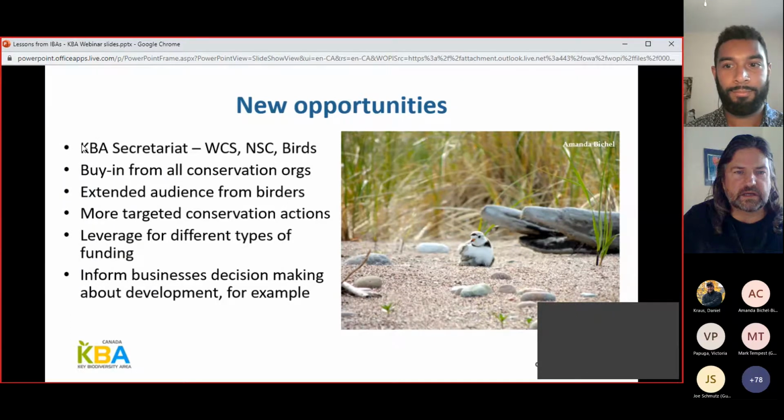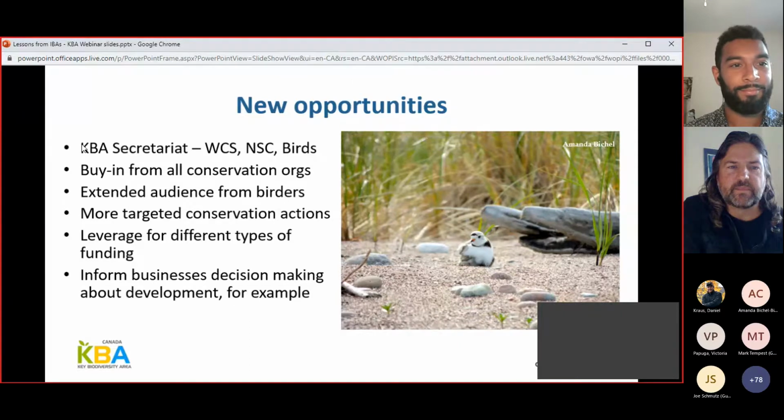Opportunities, there are tons of opportunities with this. We've heard about some of them. I do want to mention the KBA Secretariat is a coalition of 3 organizations at the moment: Wildlife Conservation Society of Canada, NatureServe Canada, and Birds Canada. And what I wanted to mention here is these 3 groups have never worked together before.